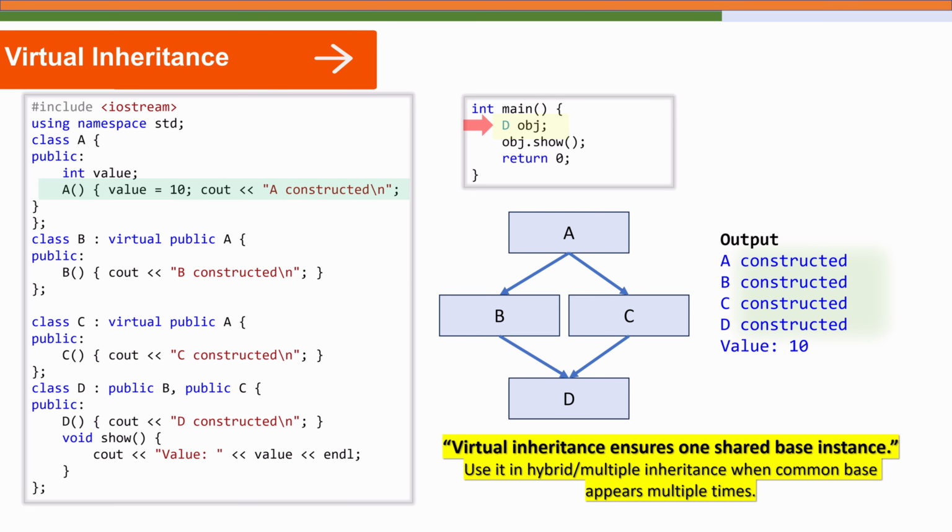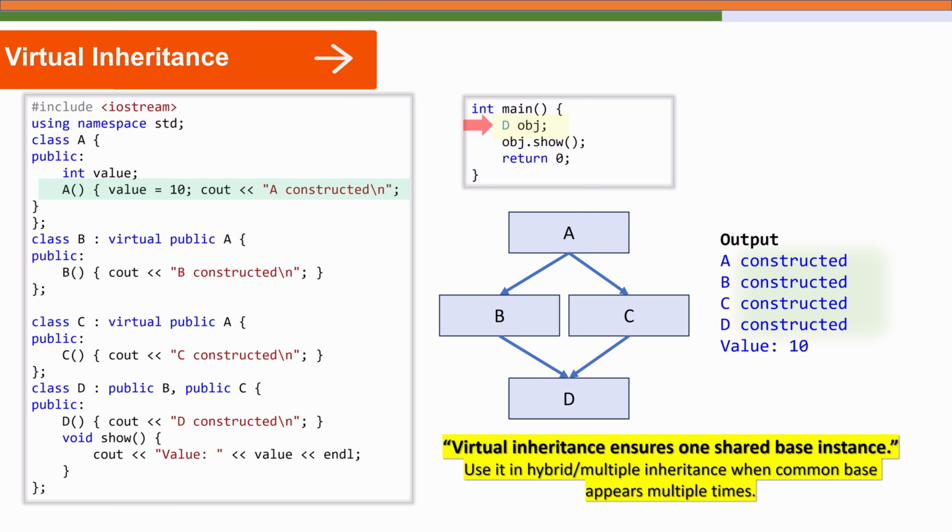Now let's revisit the example. We have created B and C virtually. So even though both inherit A, they do not create separate A objects. Now the value variable is not ambiguous, and if you see inside class D, there is only one A associated with D. So the constructor order is a very important concept.